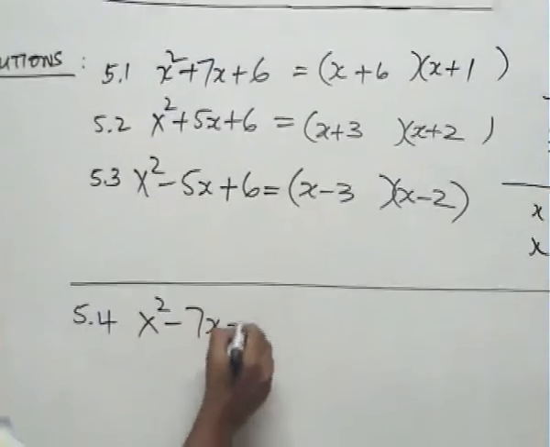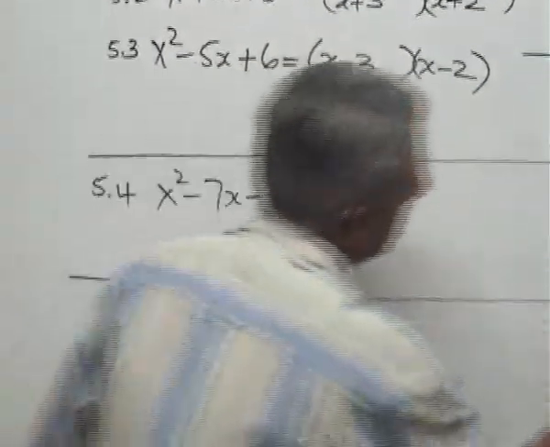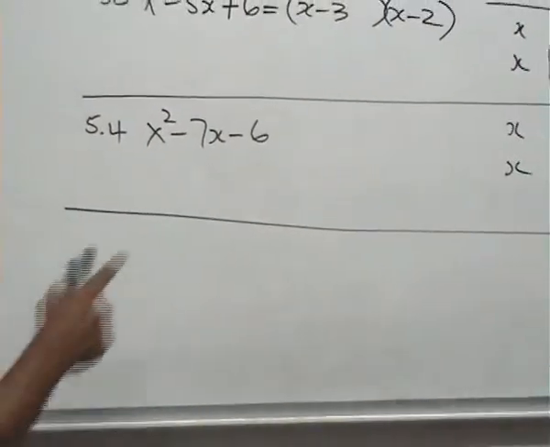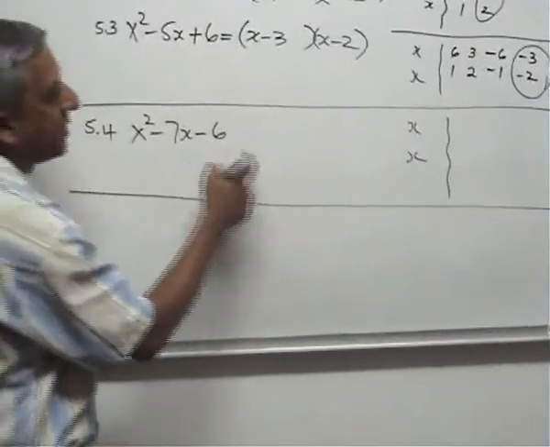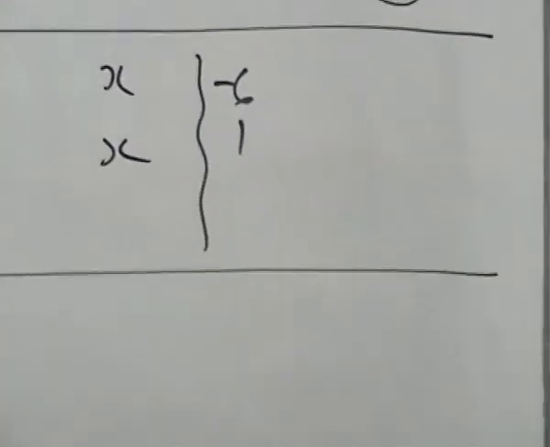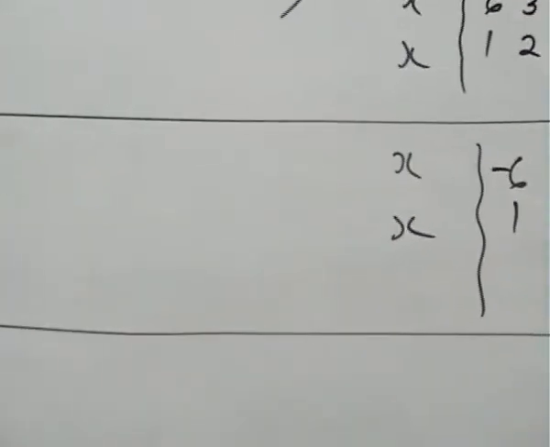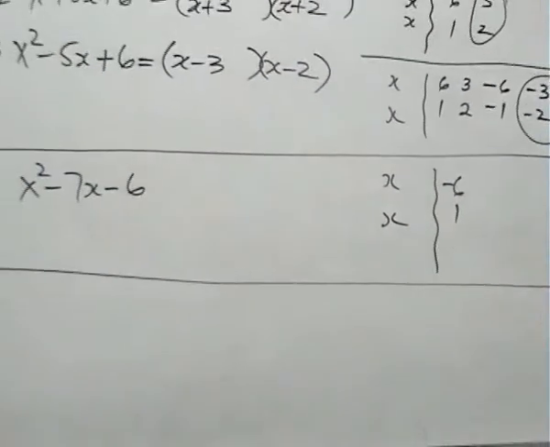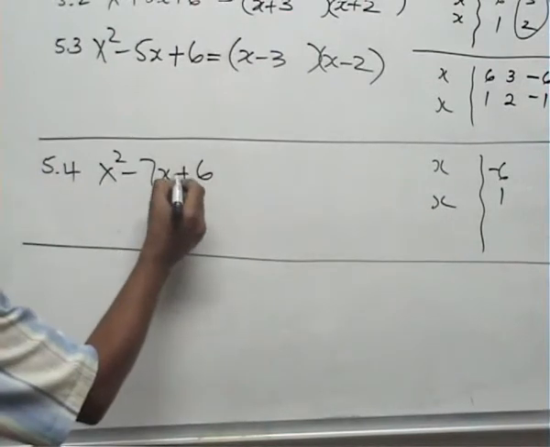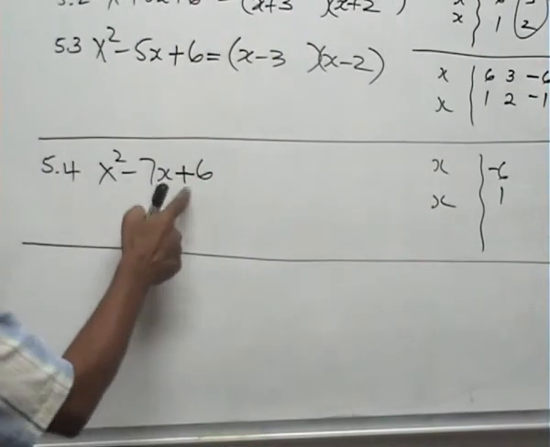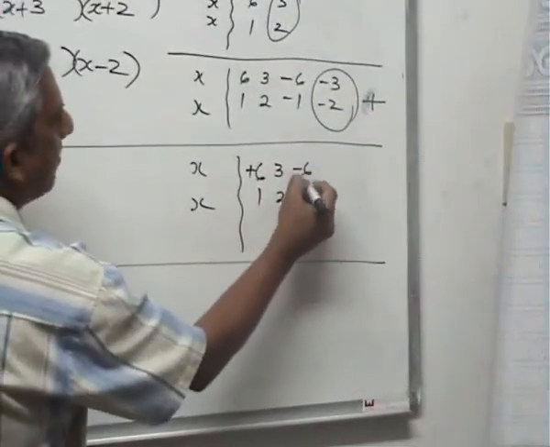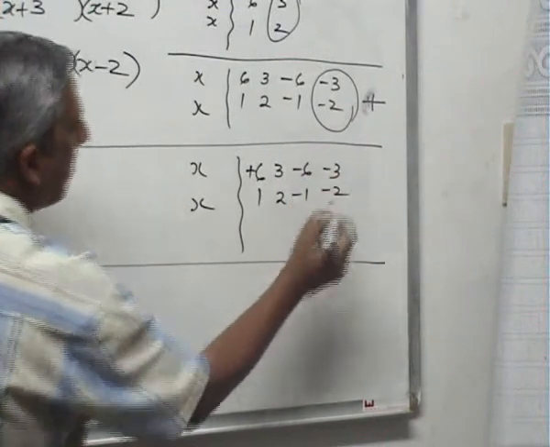x squared minus 7x minus 6. Once again, you saw x and x. Now minus 6. Right. Well, minus 6 times 1 can give you minus 6. Sorry, what number are we doing? 5.4. It's x squared minus 7x plus 6. Sorry, it is plus 6. Right. So what times what will give you plus 6? Well, plus 6 and 1, 3 and 2, minus 6 and minus 1, minus 3 and minus 2.